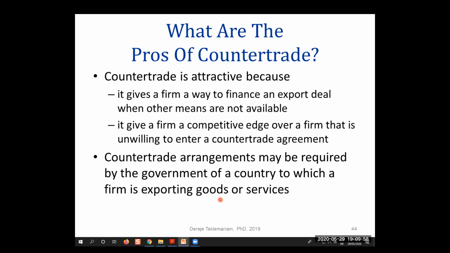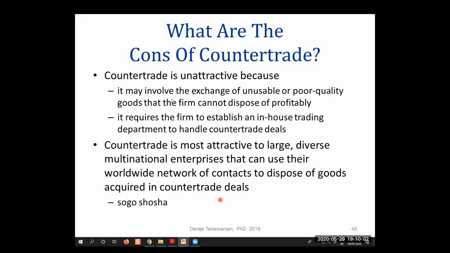However, counter trade also has limitations. One of the limitations is that it may involve the exchange of unusable or poor quality goods that the firm cannot dispose of profitably. Therefore, if we know this is a limitation, product testing and sampling of importable items could be a solution.